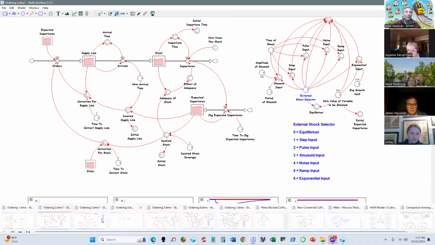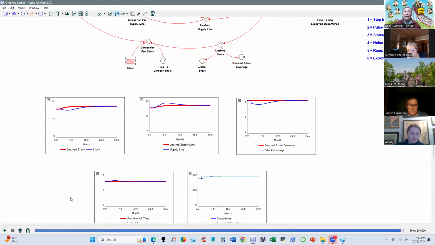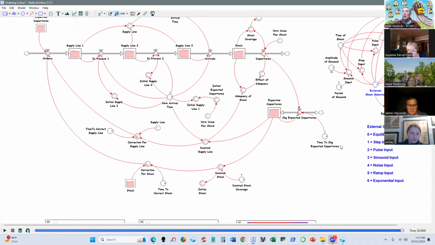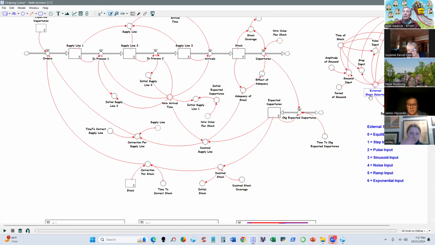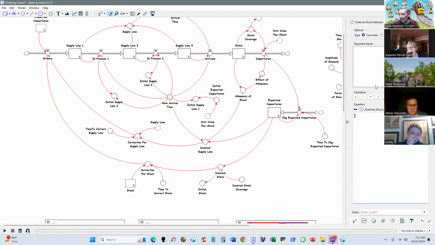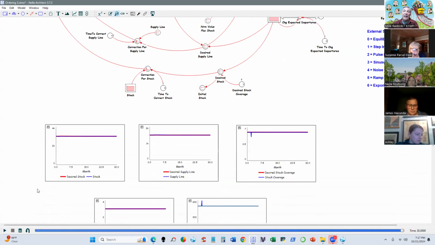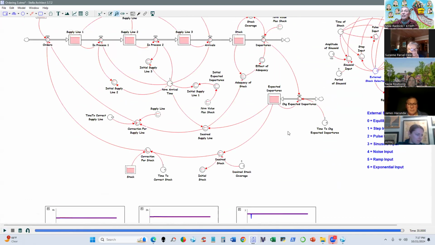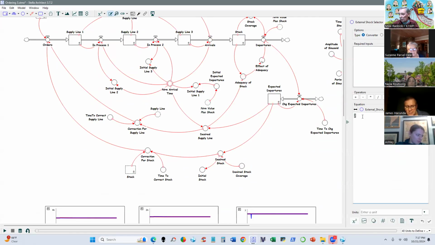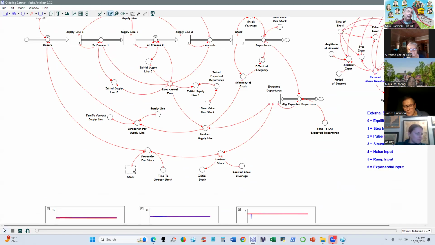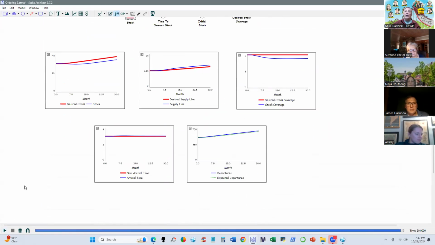Let's see. Oh, here we go. And again, you go through the process. You're not going to be surprised that if we do a pulse, it's going to be fine. I'll tell you, it's fine, except let's go to a ramp. And again, we're going to have steady state error.